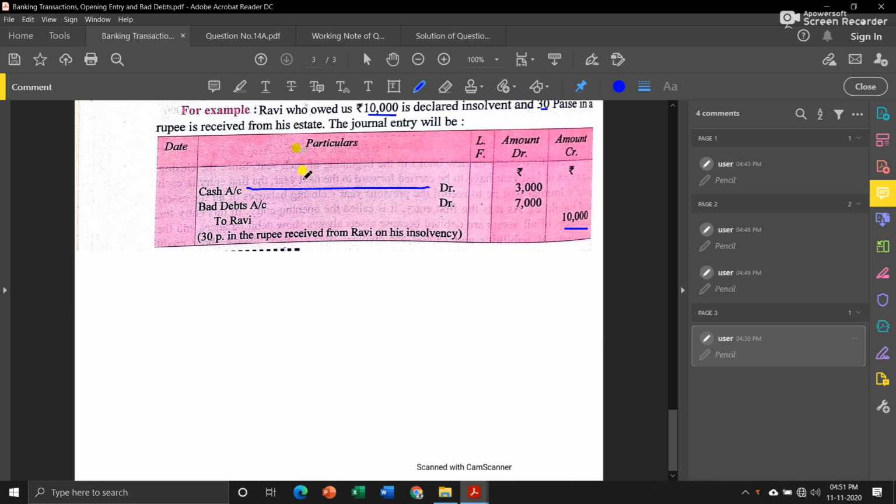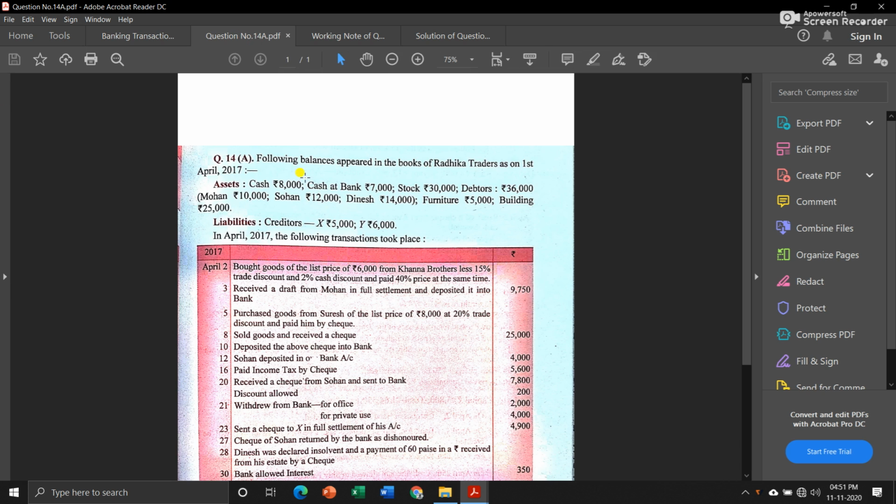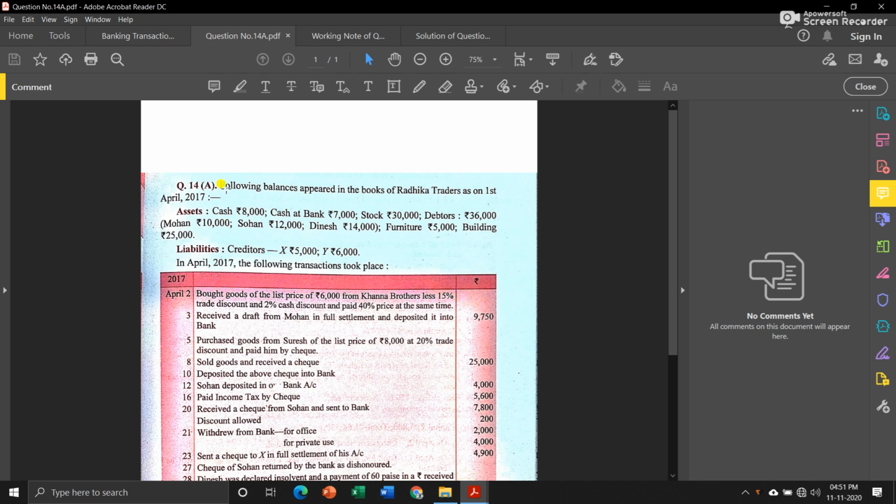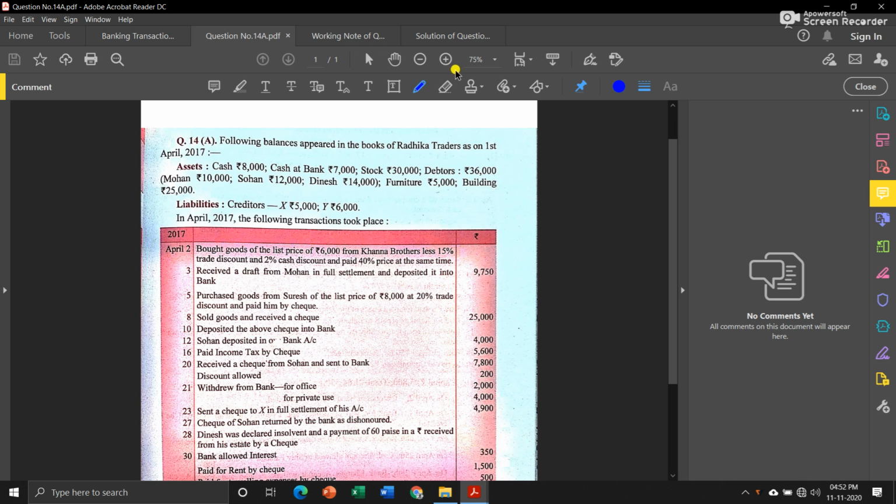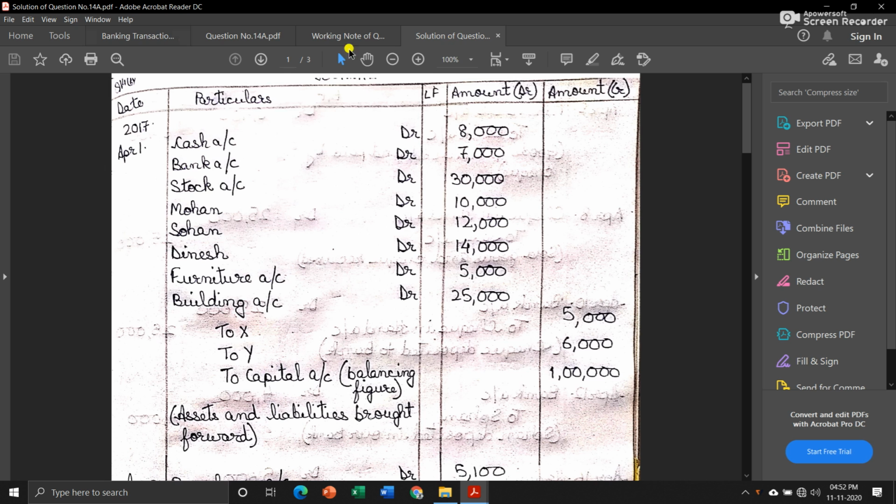Now let us see one question. The question that I have picked is question number 14A from your practical questions. Some assets and liabilities are given in the question. On the assets side we have cash at bank, stock, debtors, then furniture, building, and on the liability side we have 2 creditors, that is Mr. X and Mr. Y. Now let us see the solution.